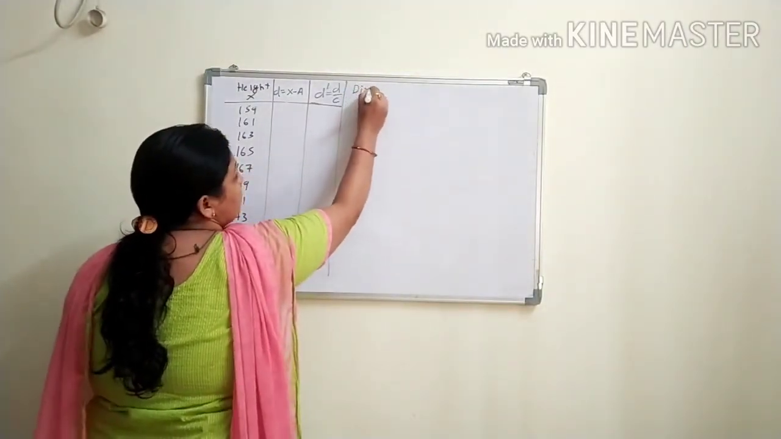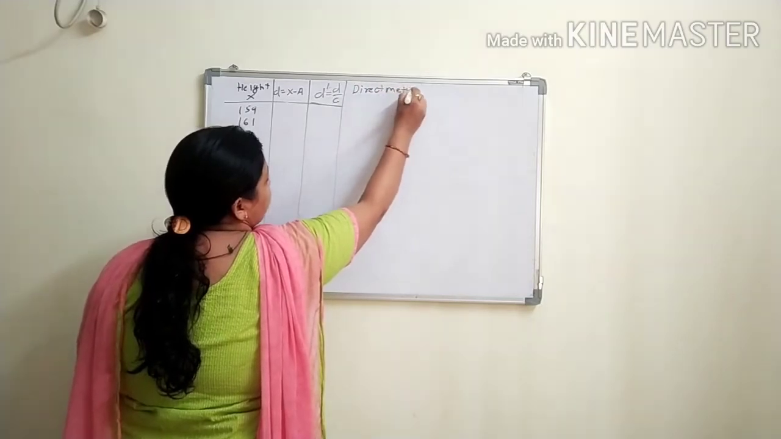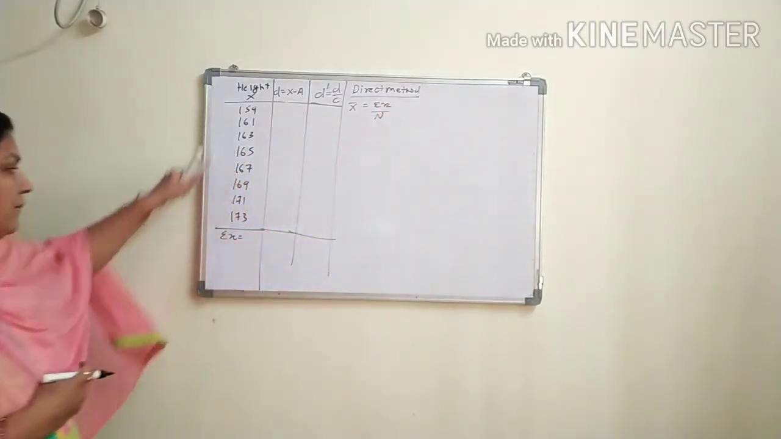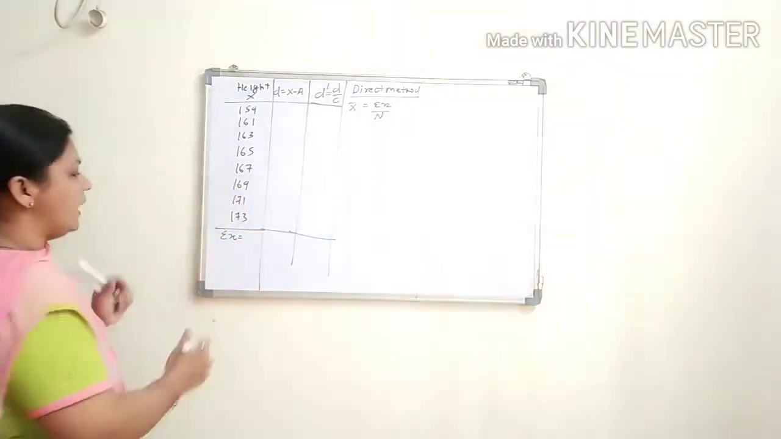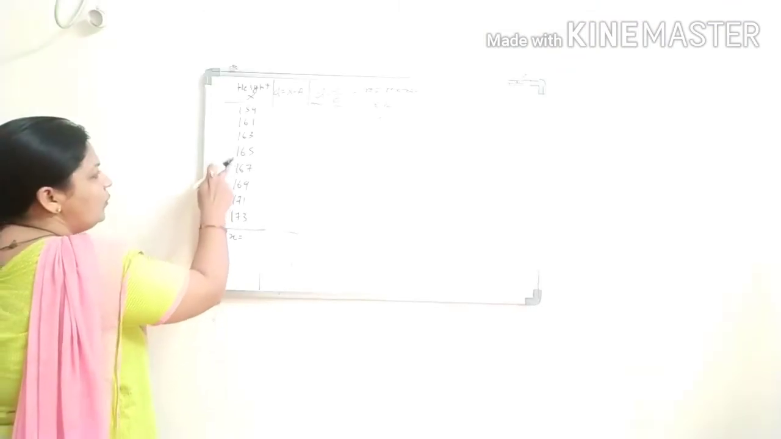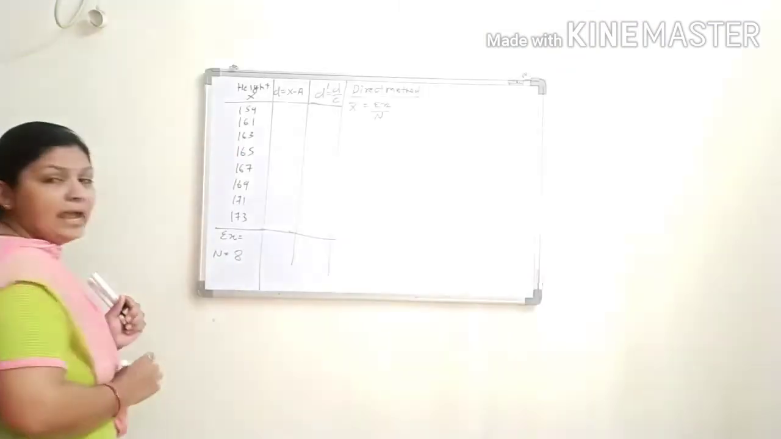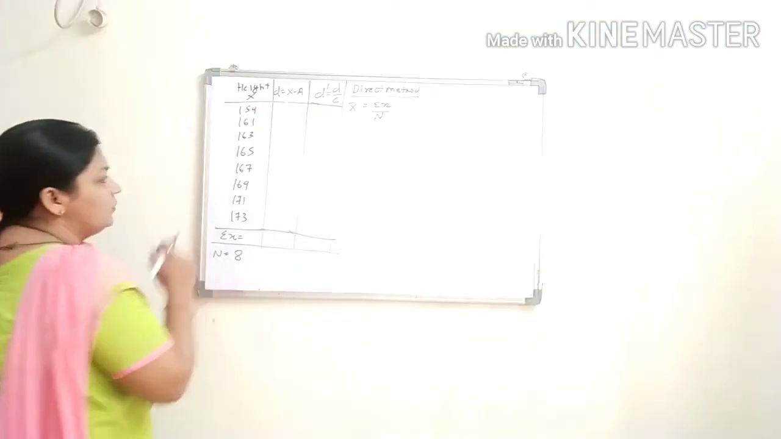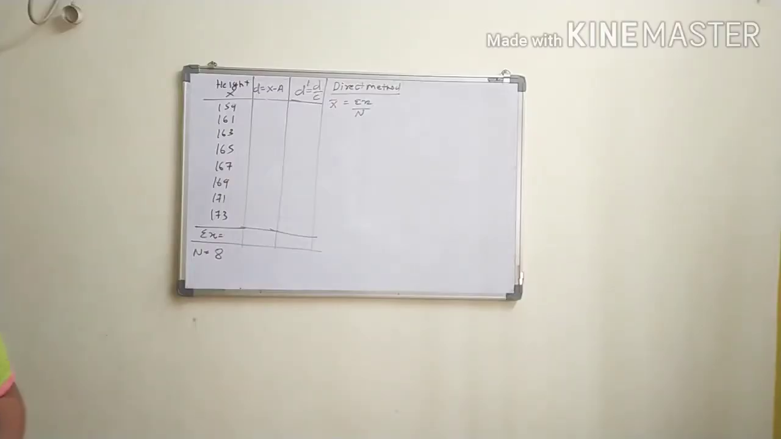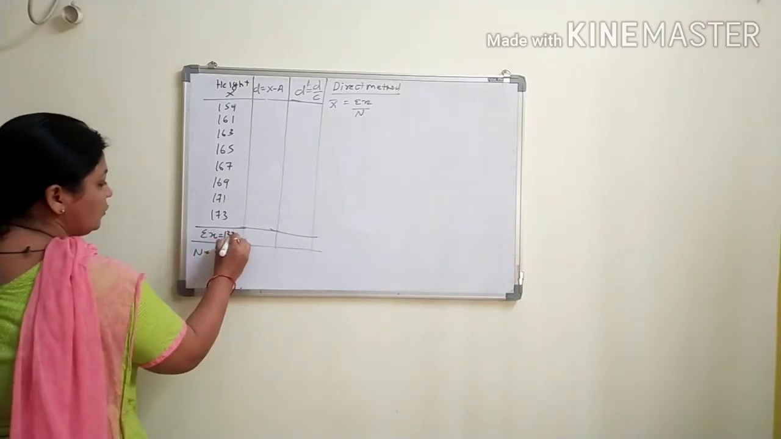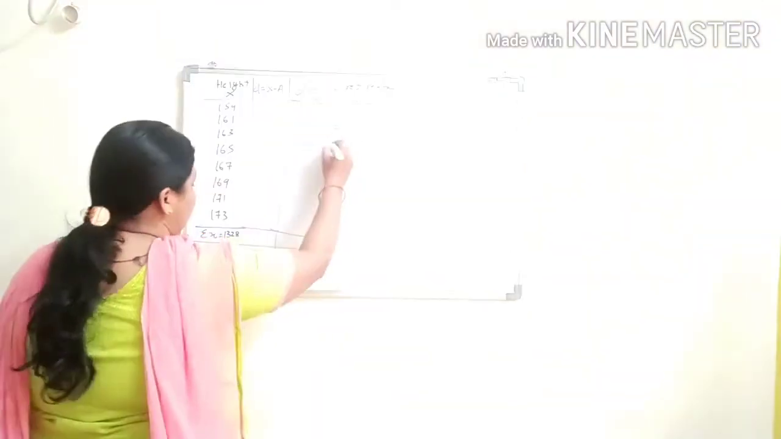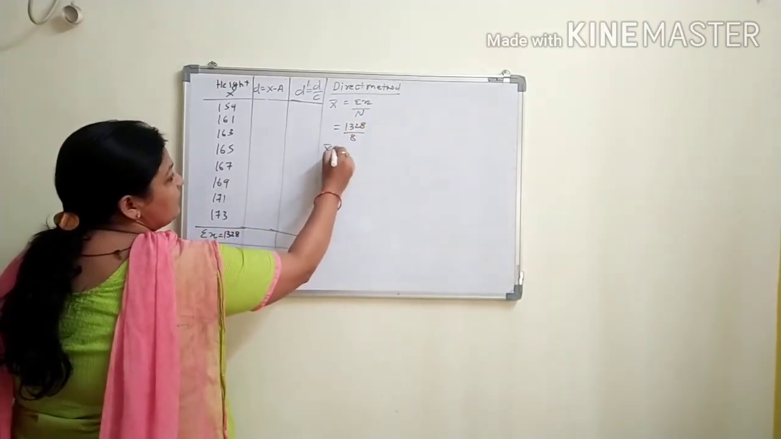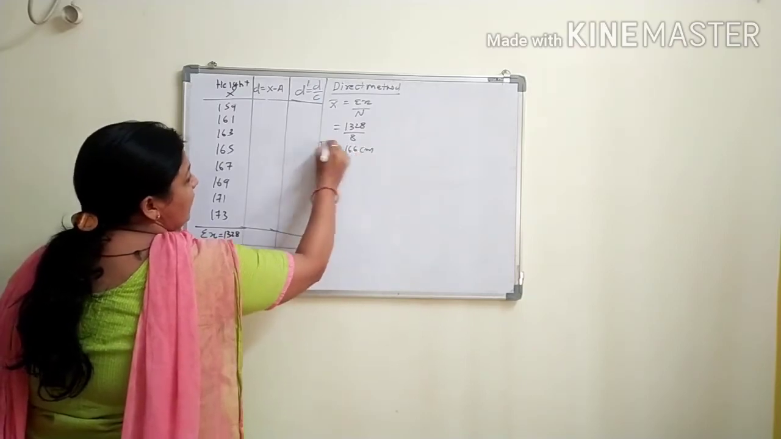Direct method. What is the formula? x bar equals sigma x upon n. What is sigma x? Just total it and find the number of observations n. So n equals 1, 2, 3, 4, 5, 6, 7, 8, and it becomes 8. Fine? So your sigma x will be 1328. The formula is sigma x upon n, 1328 divided by 8. So x bar equals 166 centimeter in height.